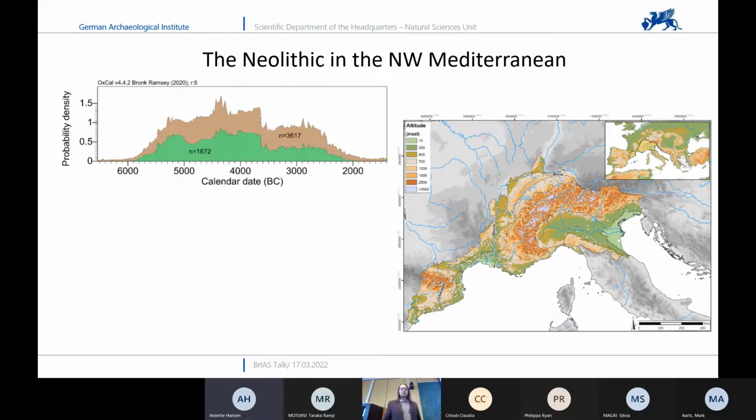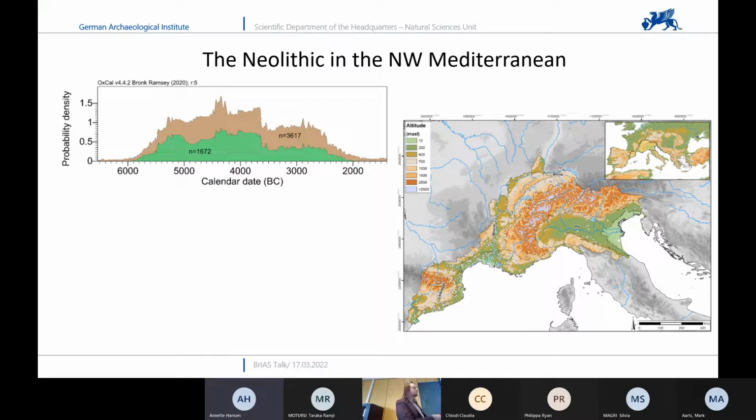So when we speak about the Neolithic in our area, depending on the part of Europe where you are working, we start roughly around 5,800 BC, and it goes roughly until 2,300 BC. So we'll be working on this area here. As you can see, these are all radiocarbon dated sites to this chronological period.